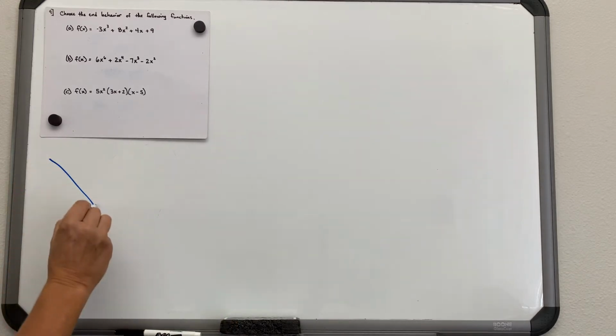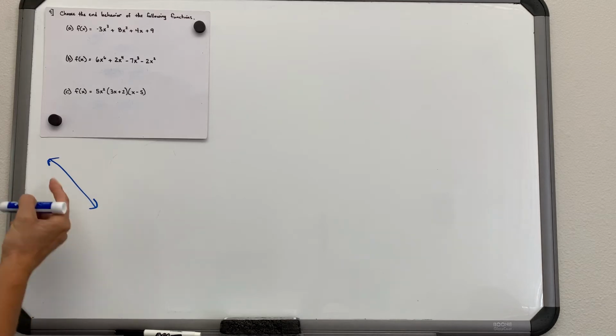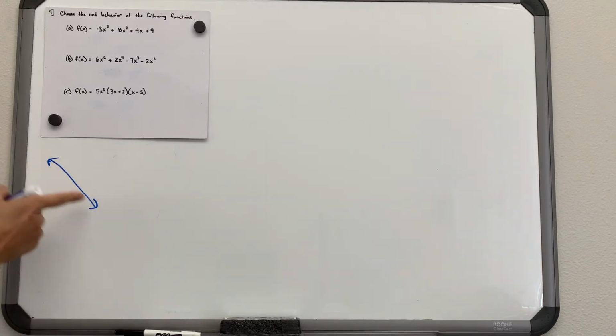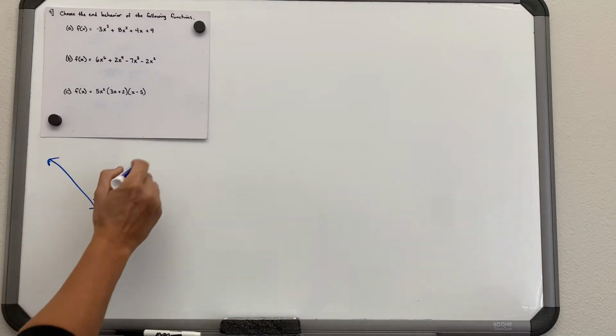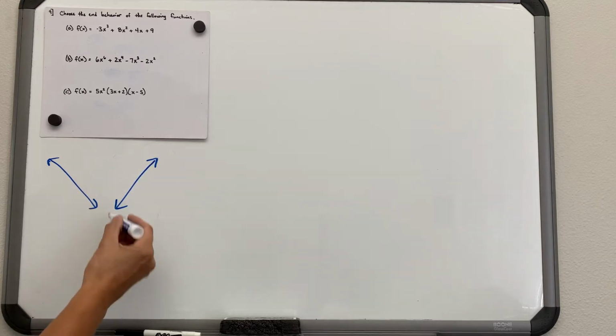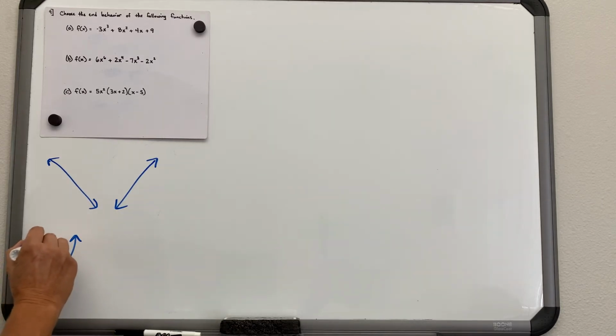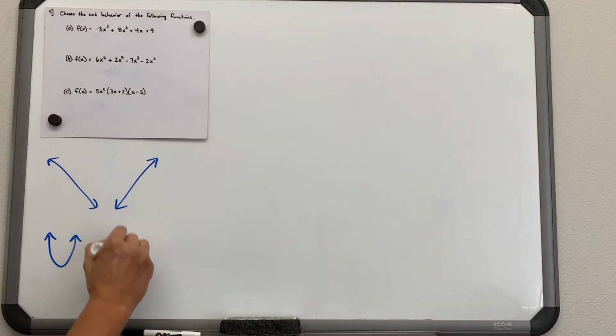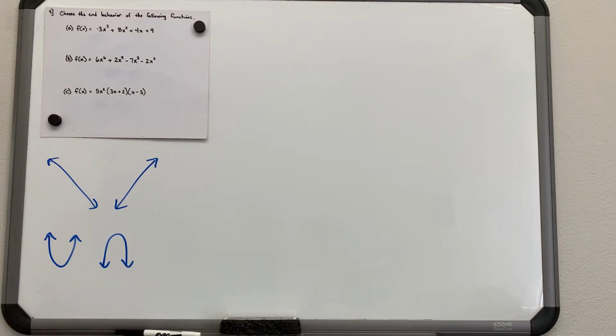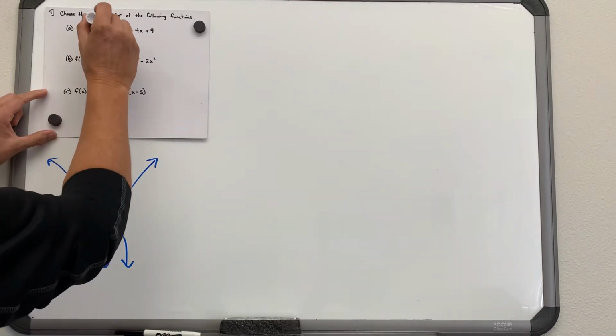If I had a line whose slope was negative, as I go to the left, I go up, to the right, I go down. I could have a line that goes this way, so to the left, I'm going down, to the right, I'm going up. I could have something where both tails are going up, or both tails going down. So the way I determine the end behavior is by looking at the leading coefficient.